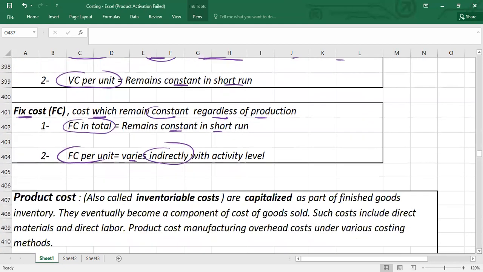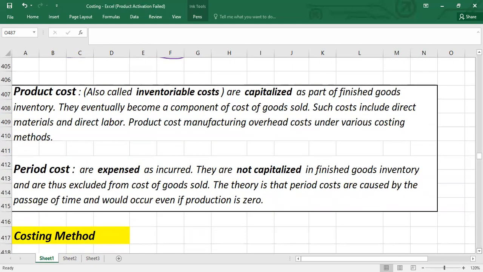Then we have one more important definition, and then we will jump to the costing method. This is product cost, also called inventoriable cost. Product costs are capitalized as a part of finished goods inventory. This will be part of the cost of the product, and ultimately these costs will become a component of cost of goods sold. Even if the product is unsold, it will still be part of cost of goods sold, because it will be part of closing inventory.